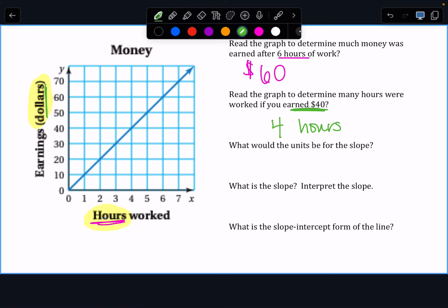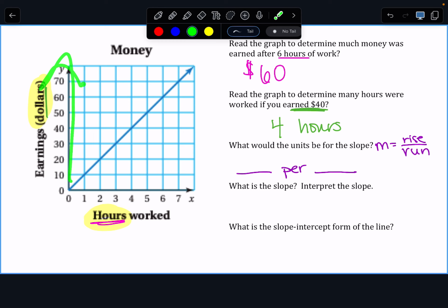Now, I'm asking for the units in the slope. So I want blank per blank. How do we figure this out? We know that slope is rise over run, correct? What is the label for our rise? Dollars. Dollars is our rise. What about for our run? Rise over run, dollars per hour.